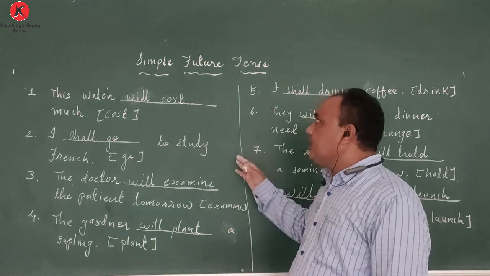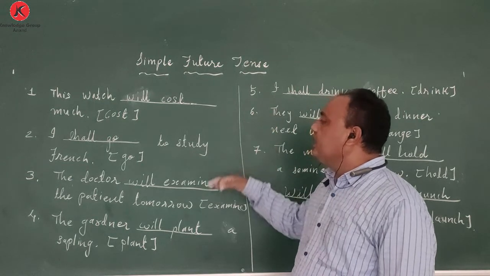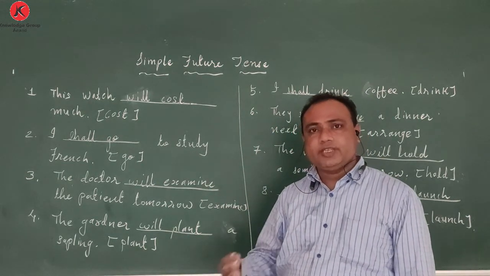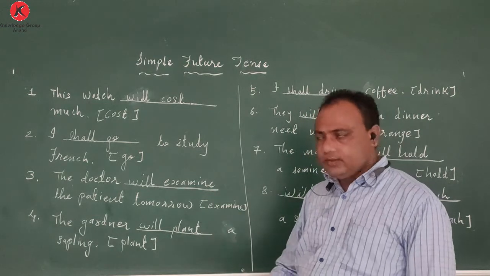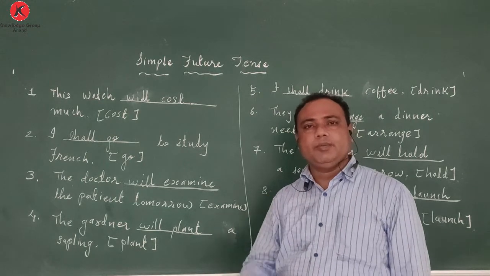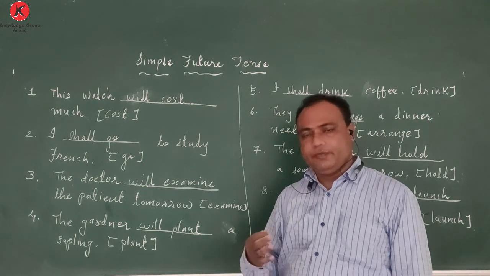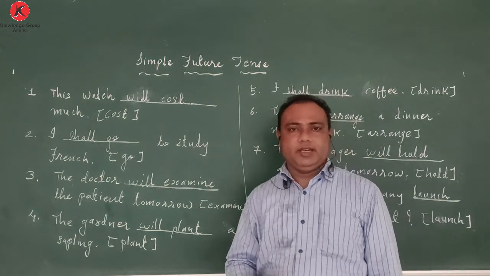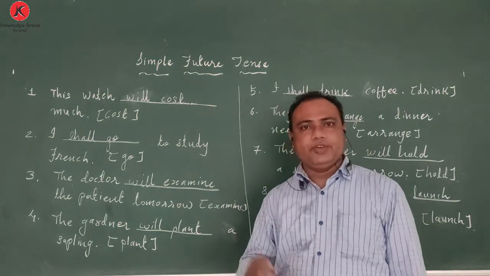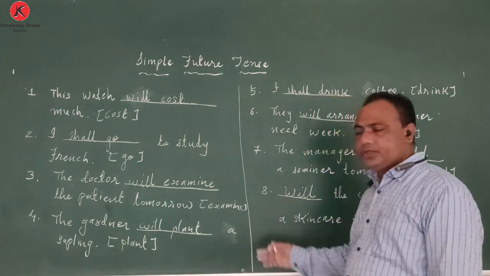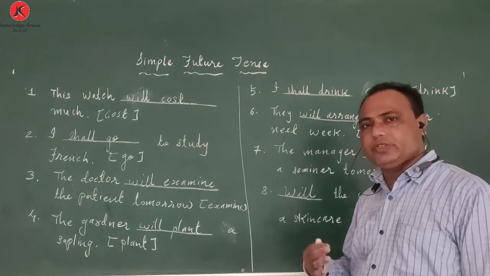So that's it, my friends. This is about simple future tense. Let's have a quick recap. It is used to describe a future action, and the verb form is shall or will plus verb V1. With I and we generally use shall. For the rest we use will. That is what you need to remember. Examples: you can pause the video and see the examples also.